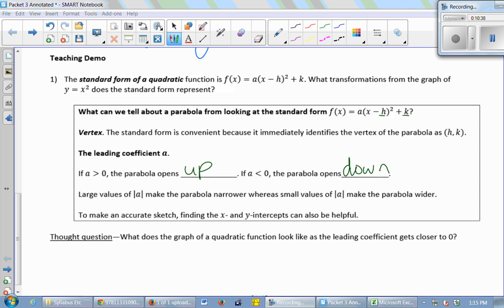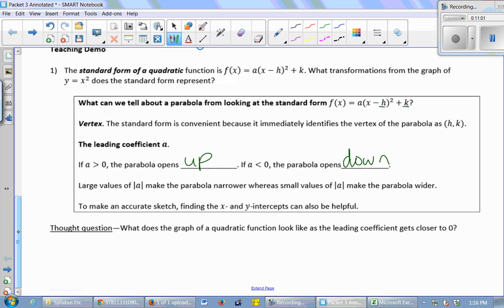Large values of a make the parabola narrower. Smaller values of a, closer to 0, make the parabola wider. So if you want to make an accurate sketch, you find the vertex, you know whether it opens up or down, and then you could find an x or a y intercept to help you fill the sketch out. All right, I'm going to skip that.